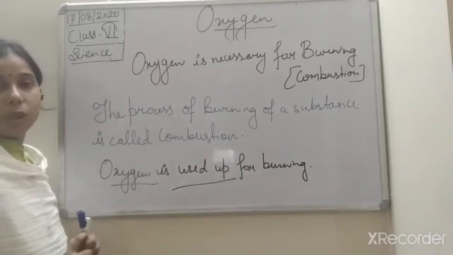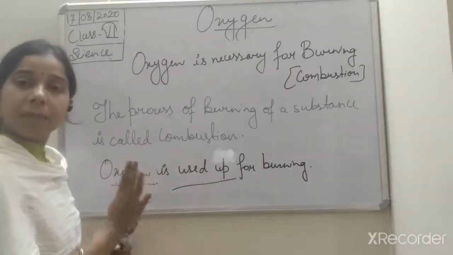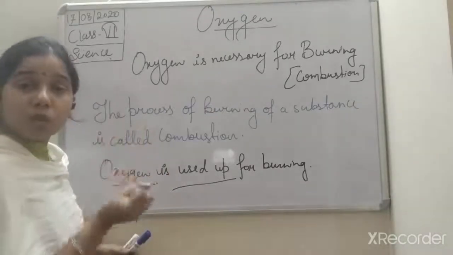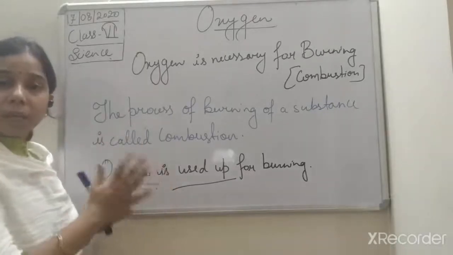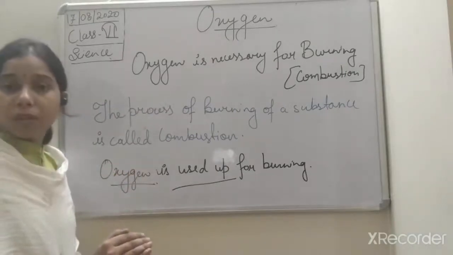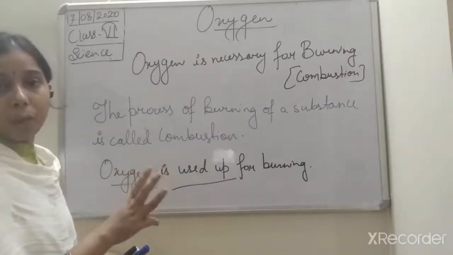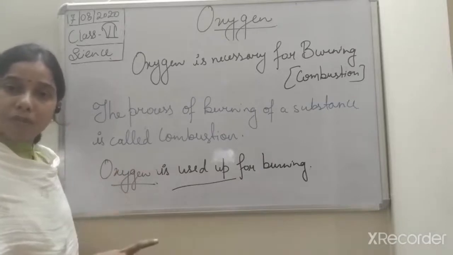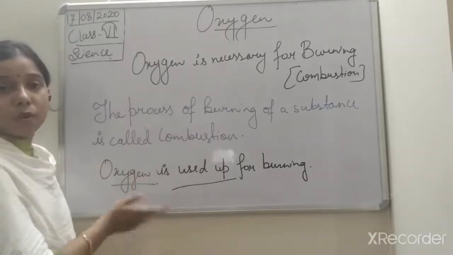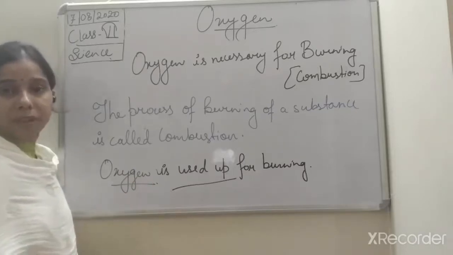So for burning of any substance, a continuous supply of fresh air is important. If a continuous supply of fresh air is not there, it means a proper amount of oxygen will not be there, because they use the oxygen for burning. And because of that, the burning will get stopped. So for the continuous burning of a substance, oxygen must be there. So a substance which is burning always needs fresh air for burning.